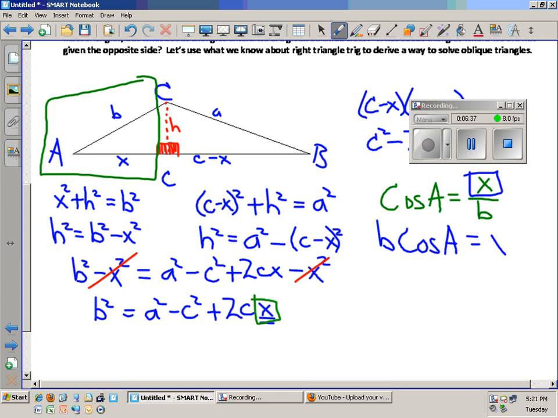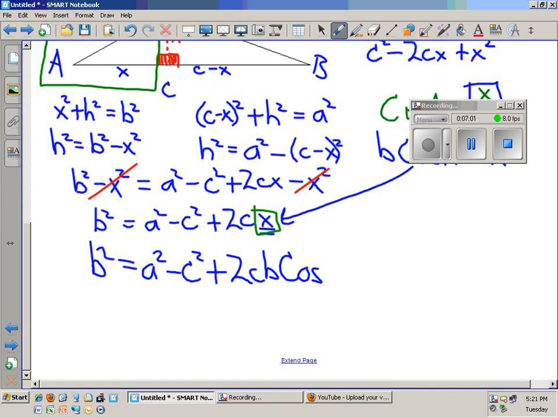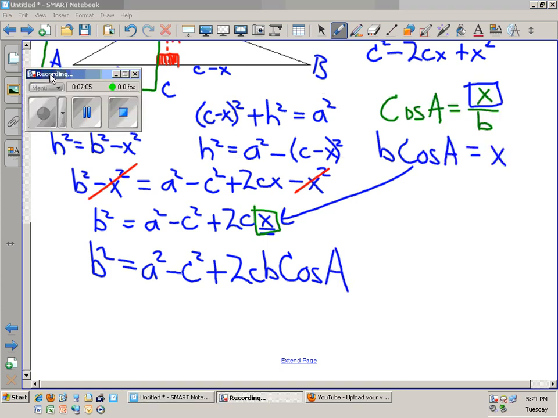to X. Now I have no more X's, I have no more H's, I can plug that right in down there. And you get this new formula. B squared equals A squared minus C squared plus 2CB times the cosine of A. And that's what you get.